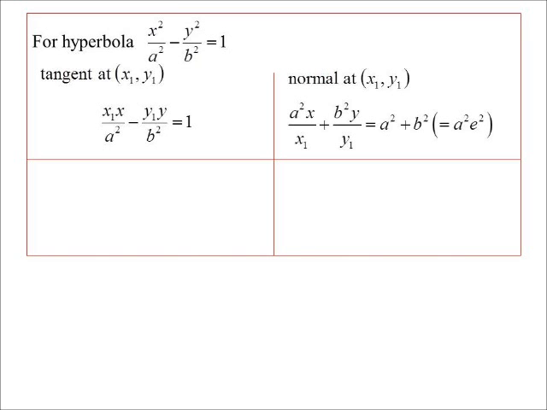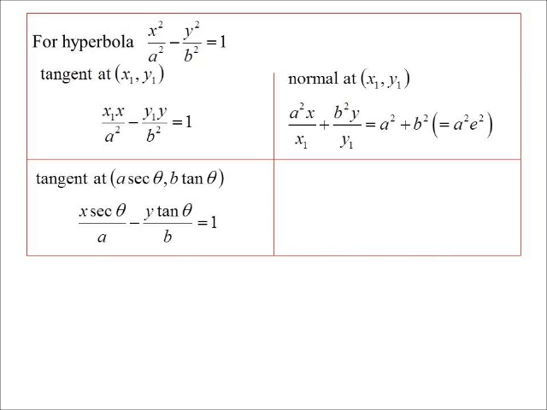The normal, similar thing happens again. The a squared and the x1 flip. The b squared and the y1 flip. And the negative changes to a positive, because we're talking negative inverse. Notice, it's interesting, we get a squared plus b squared, but of course, for a hyperbola, that's still the focus squared. So it's the same as the normal for the tangent. We get a squared e squared there.